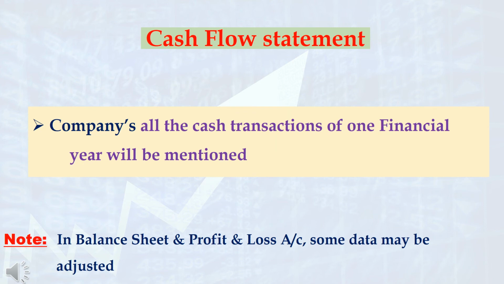Similarly, in the balance sheet or profit and loss account, there is a chance that the company may adjust some of the data. For example, in some companies, they may show more sales than the actual sales. Like this, they may show more profit than the actual profit. But in the cash flow statement, only the actual transactions that happened will be recorded. So, some investors give more importance to this cash flow statement.